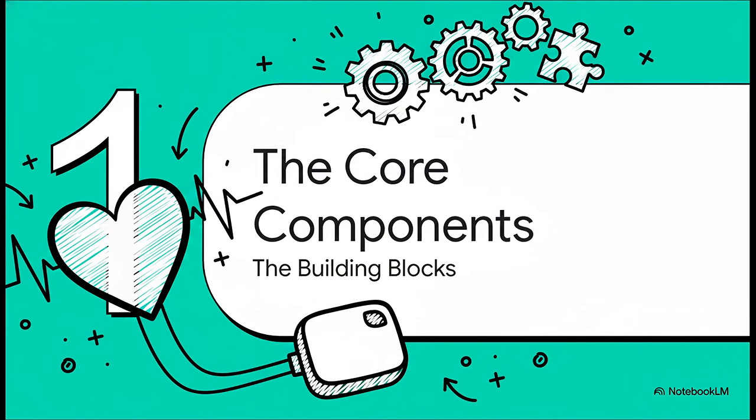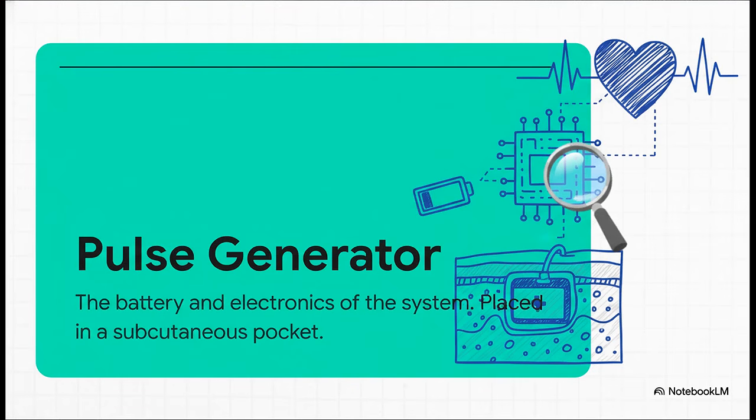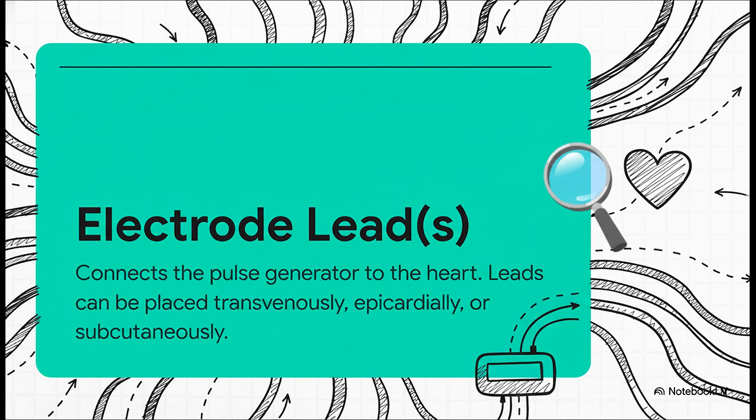Every single pacemaker or defibrillator system, I don't care how complicated it looks, is built from two fundamental parts. Seriously, if you can get your head around these two components, you've already won half the battle. First up, we've got the pulse generator. The easiest way to think of this is as the device's battery and its brain, all rolled into one tidy package. This is the smart part. It's got the power, it's got the electronics, and it's usually just tucked away in a little pocket right under the skin.